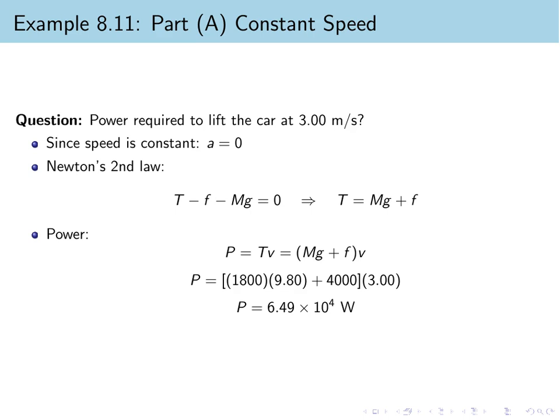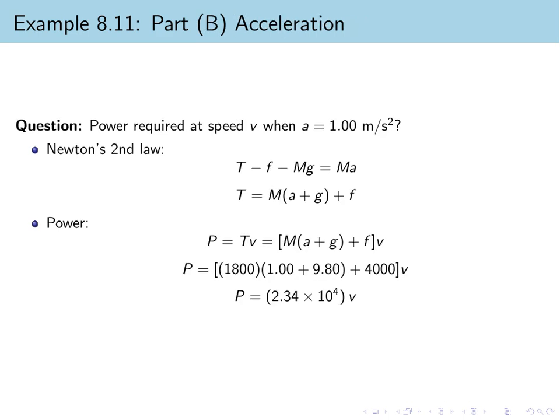We then use our power formula. P equals tension T times velocity v. Substituting our values for mass, gravity, and friction, we find the motor must deliver 6.49 times 10 to the power of 4 watts.